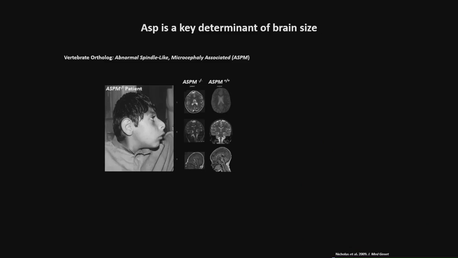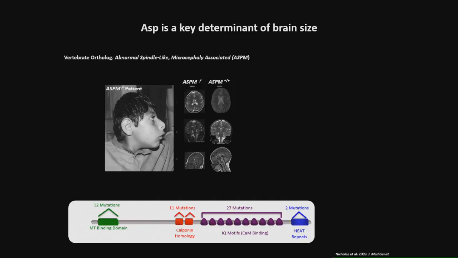So I'm going to switch gears now and talk about the developmental consequences of this work. And what I haven't told you yet about Asp is that Asp is a key determinant of brain size. So there is a vertebrate ortholog of this gene, and it's called, in humans, abnormal spindle-like microcephaly associated, or Asp, or ASPM. And the reason it's called that is because it's the most commonly mutated gene in patients who have microcephaly. And so I'm just showing you here a domain representation of where all of these human mutations have been mapped with respect to the protein, and you notice they're distributed throughout.